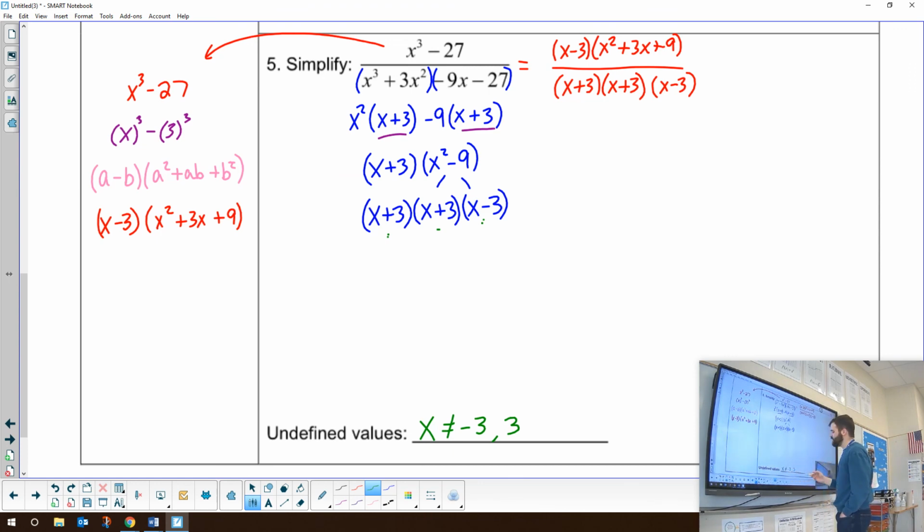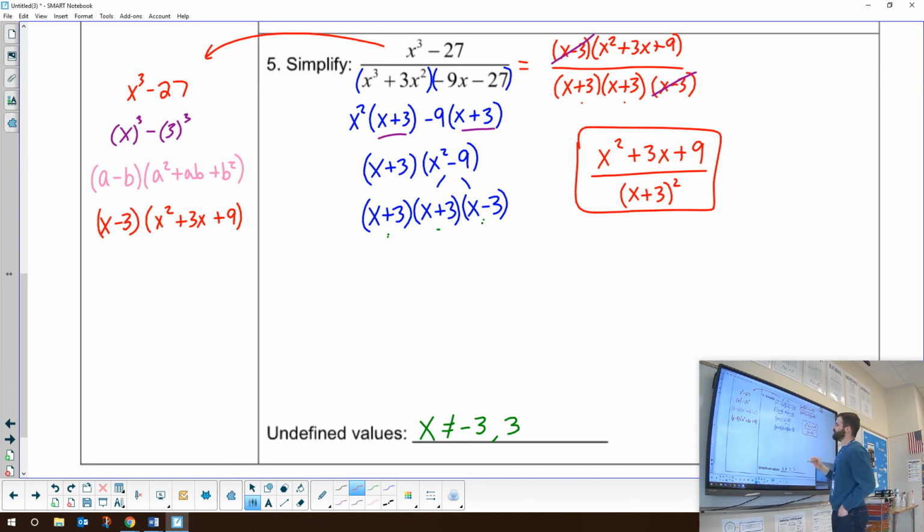All right, then we see what we can cancel out up here. And in this case, I can cancel out these 2, x minus 3, x minus 3, those can cancel. And so that leaves me with just on top, x squared plus 3x plus 9. And on bottom, we have an x plus 3 and an x plus 3, so you can write it just like this, x plus 3 squared.